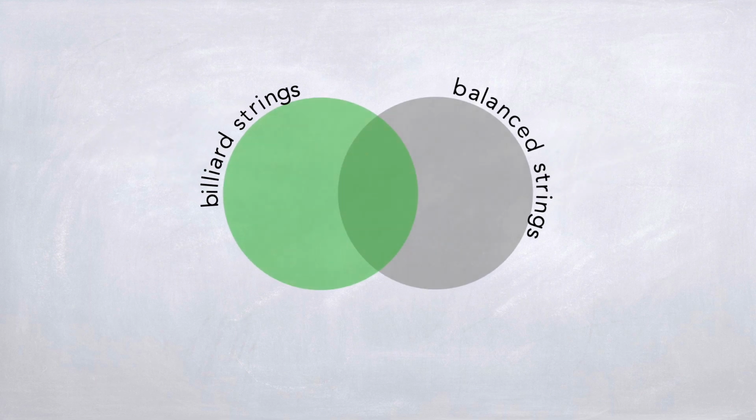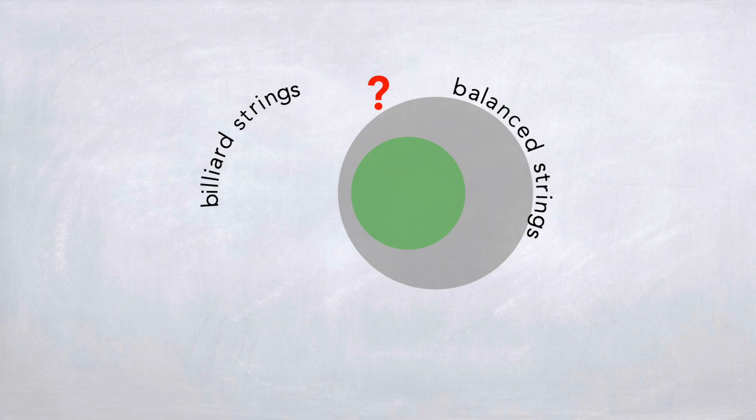It might be that billiard strings are a special type of balanced string. In that case, we could eliminate any strings with zeros and ones that weren't balanced, similar to how we eliminated LRTB strings that didn't follow the alternation rules. We would still need something else to know whether a balanced string actually came from a billiard or not.